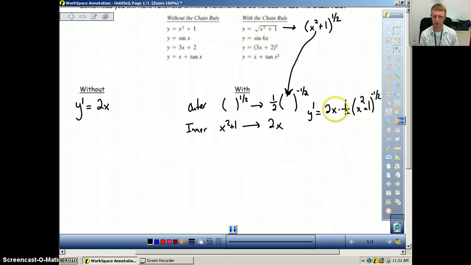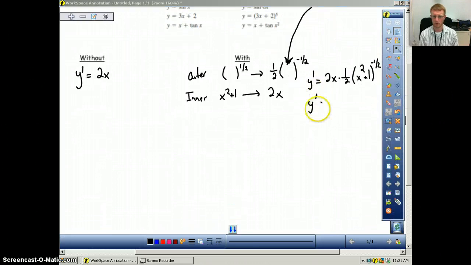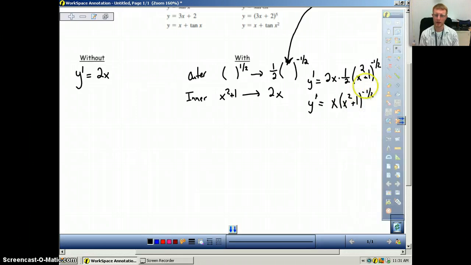Okay, and then again we can simplify this to be y prime equals, and then the 2 and the 1/2 will cancel out, so we have x on the outside, and x squared plus 1 to the negative 1/2 on the inside. And again, we could move this to the bottom, but for time's sake, we're not going to. But we would move that to the bottom and put everything underneath the square root, just like it had started. So that's the first one.